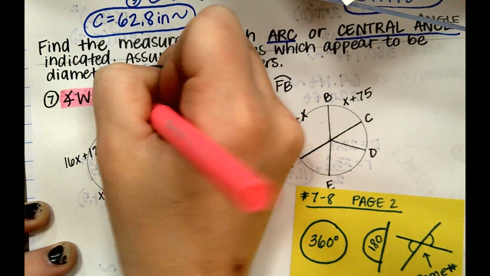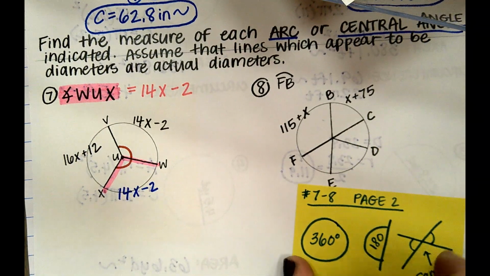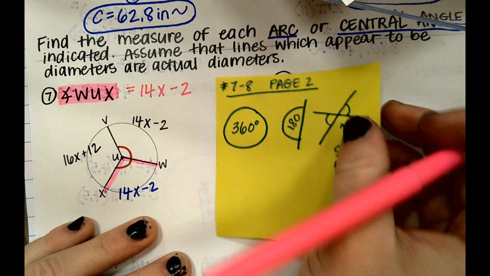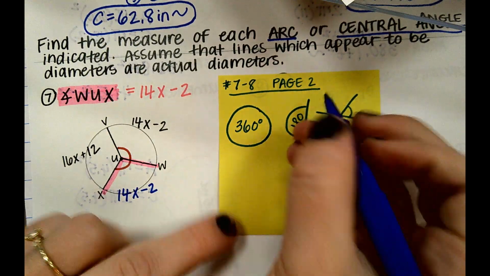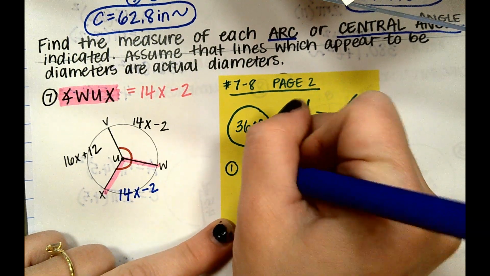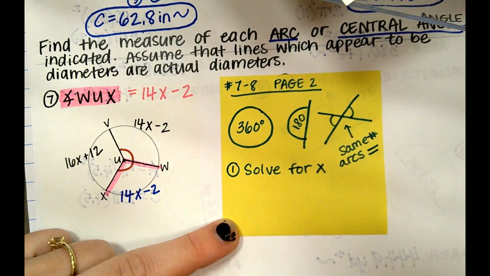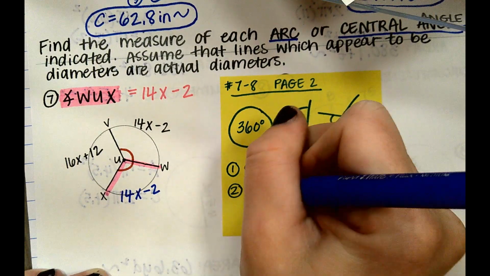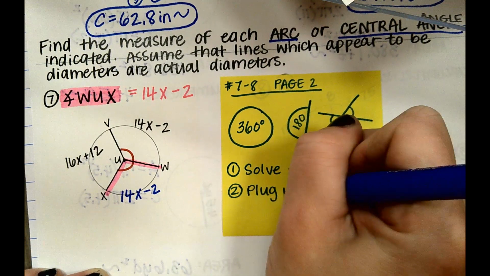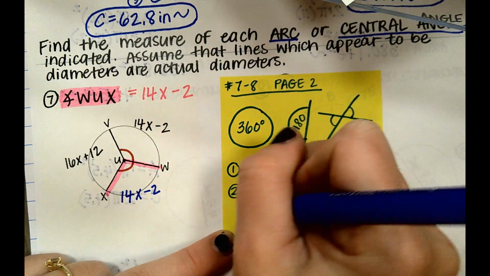14x minus 2. And something else that is good to note for both of these problems is that if we don't have just numbers without variables, step 1 is always going to be to solve for x. Once you've solved for x, then you can plug that in to find the missing angular arc.